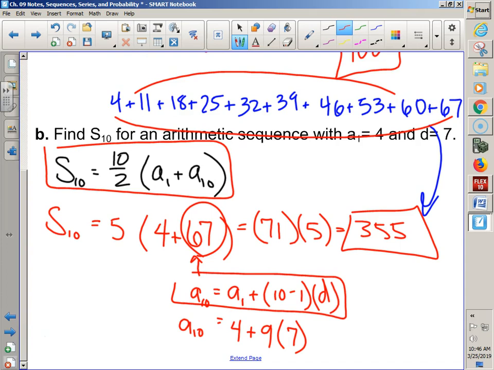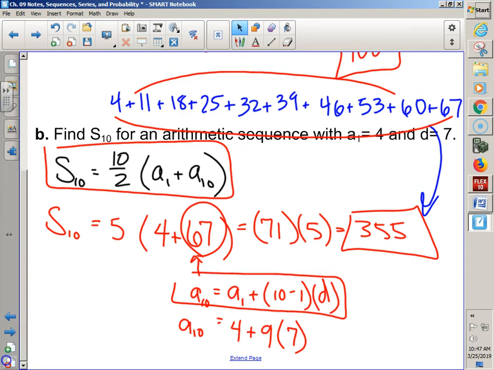Wait. What if you have an odd? If you have an odd, there's going to be a guy in the middle. Yeah, he's going to be in the middle, so he's going to be a half, which is going to work out just fine. So then the other way of doing it, besides plug and chug, just take the first, take the last, 71. 71 times 5 is going to be 355.